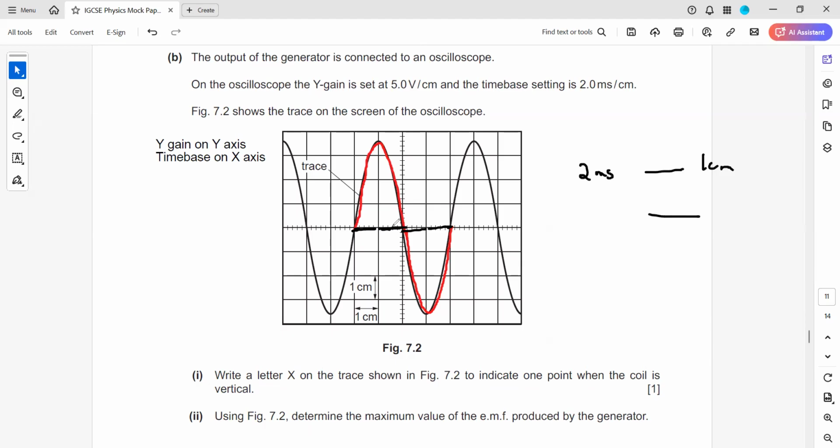How many boxes does one cycle cover? 4 boxes, 4 centimeters. So how much is this? Cross multiply. We get 4 multiplied by 2, which is 8 milliseconds. So the time taken for one cycle is equal to 8 milliseconds. And the voltage produced in one peak is equal to 18 volts.